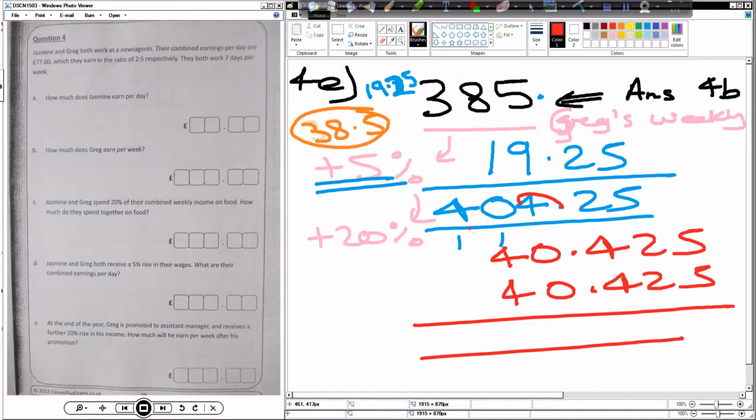Okay, so that's after a 5%, from there to there, 5% increase. And now we're going to add another 20% onto it. Add them up, so adding up these numbers here. So let's get a total for that.